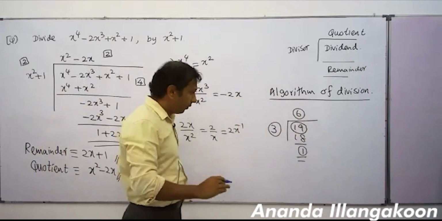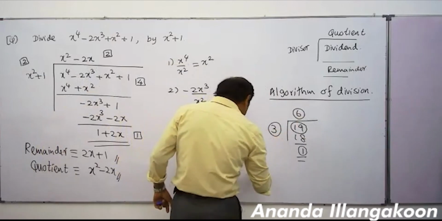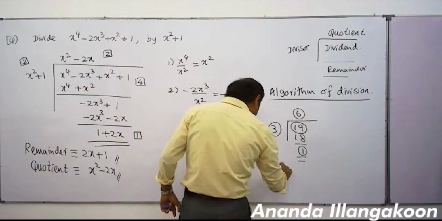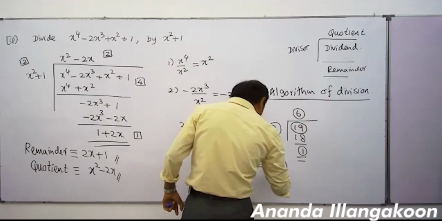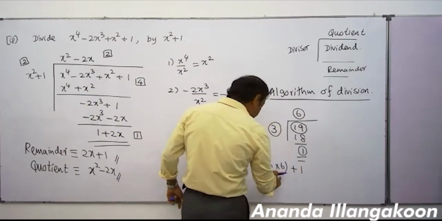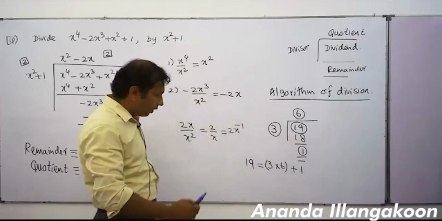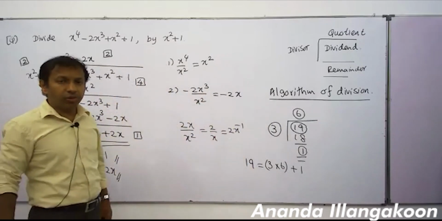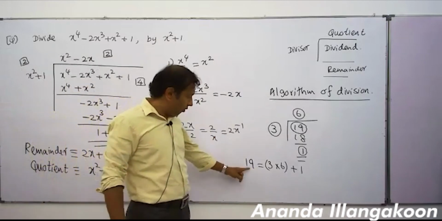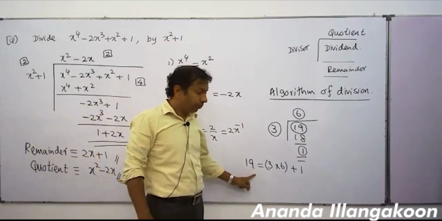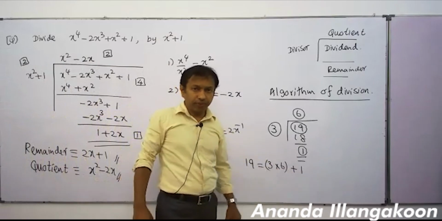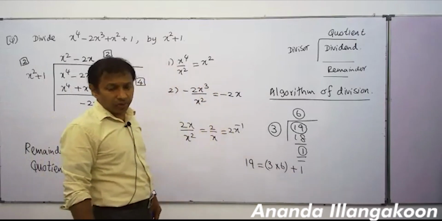What is that? This 19 is equal to 3 into 6 plus 1. Okay? 3 into 6 is 18 plus 1 is 19. Right hand side 19, left hand side 19. Both sides are equal. So this is the algorithm of division. Dividend is equal to divisor into quotient plus the remainder. That relationship is called the algorithm of division.